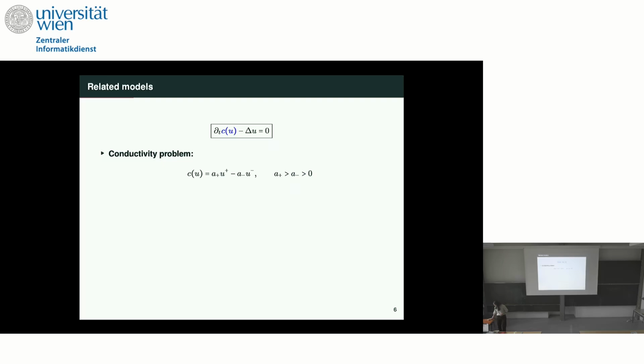It's a function that looks like this. This is U equals 0. So it's a piecewise linear function. On each side, on each phase, we get a heat equation, but with different time scales. These models typically describe, for example, heat propagation through composite materials.